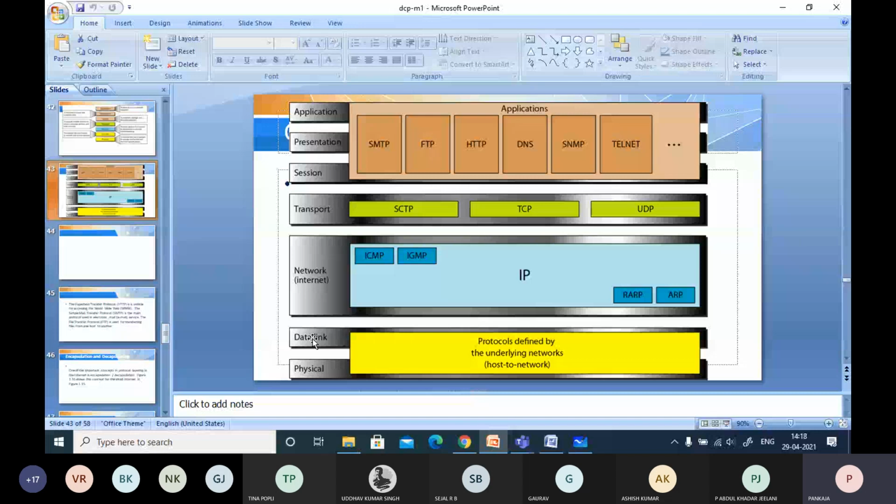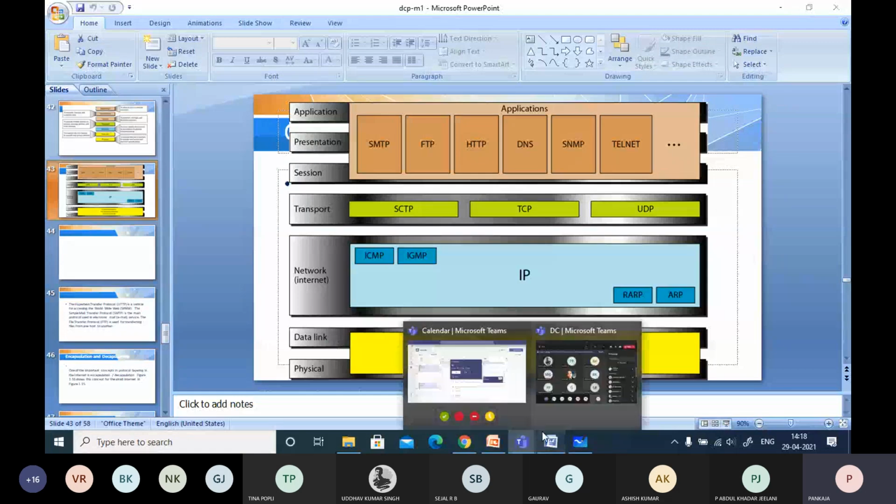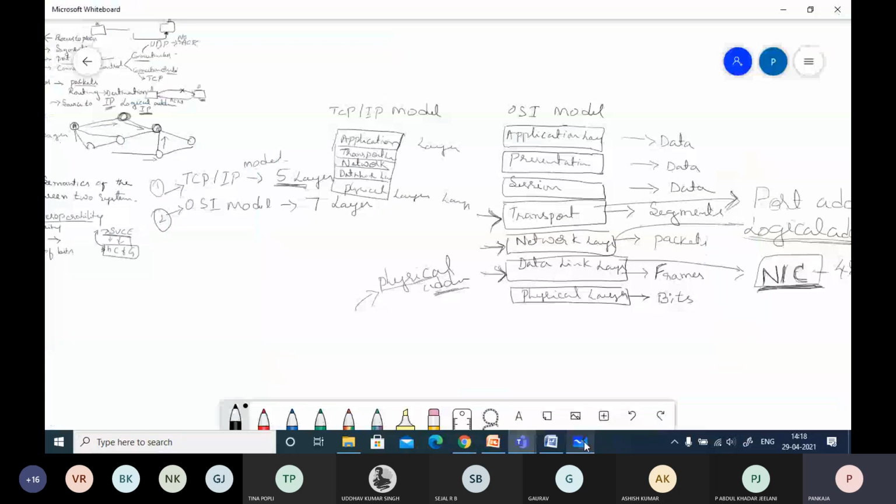Actually, the main flow control is taken care of by the transport layer. The main responsibility of the data link layer is error detection and error control, or error correction, and also accessing the media. When multiple devices are trying to access the channel, which device should be allowed to access the channel is also decided by the data link layer.